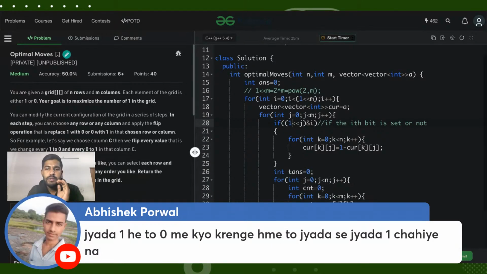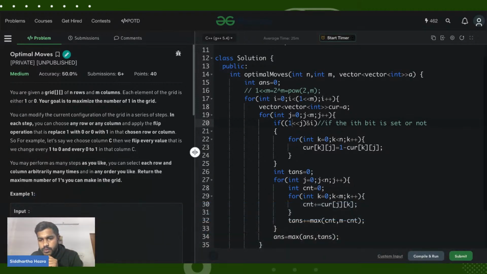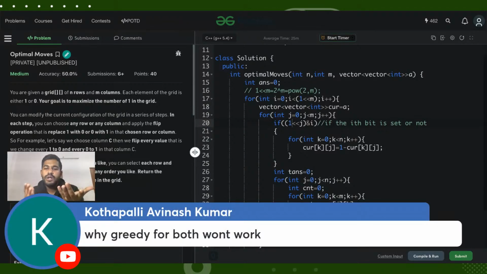This is true. So why will greedy for both not work? Because we are not able to find a way to solve it. Whenever there is an intersection of rows and columns, if we try to fix the rows, the column would disrupt the rows. We are not able to find a way. If we are not able to find a way, then that problem is not greedy. When greedy fails, recursion or dynamic programming comes into the picture. Okay.